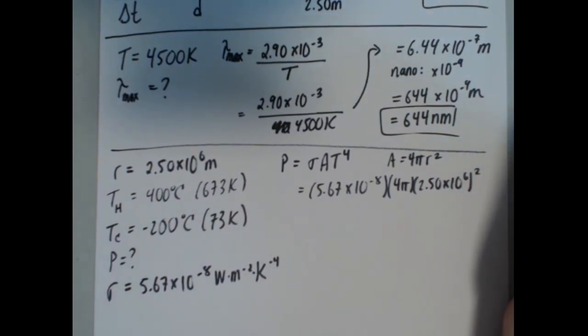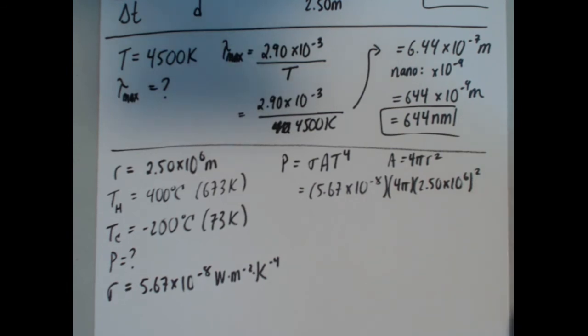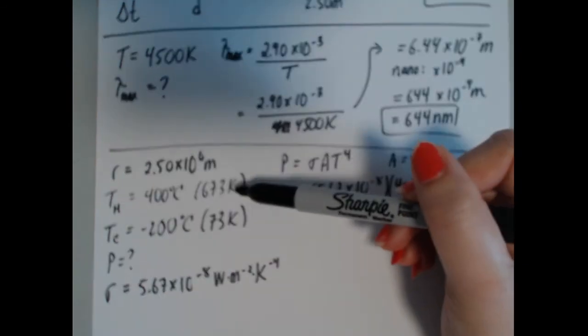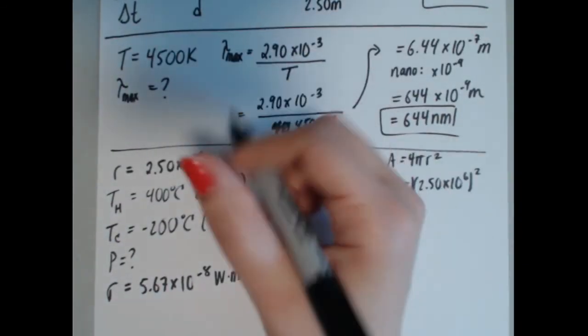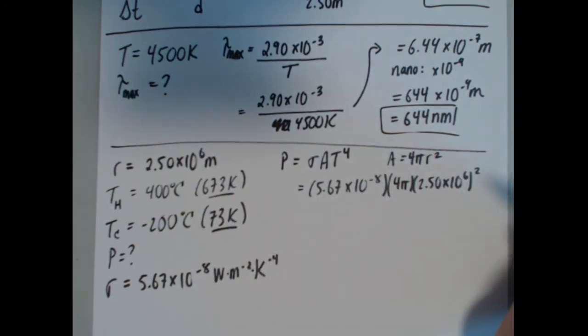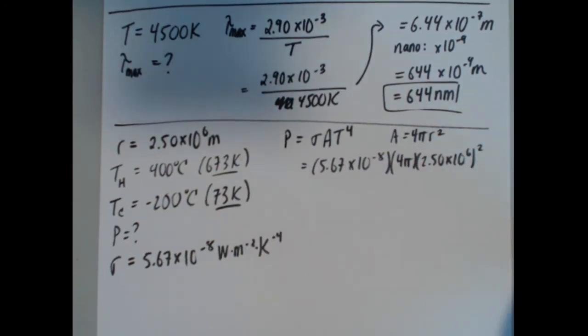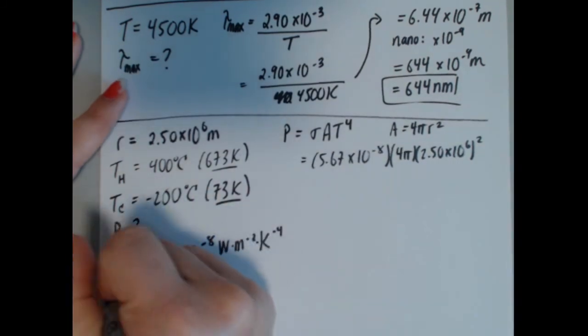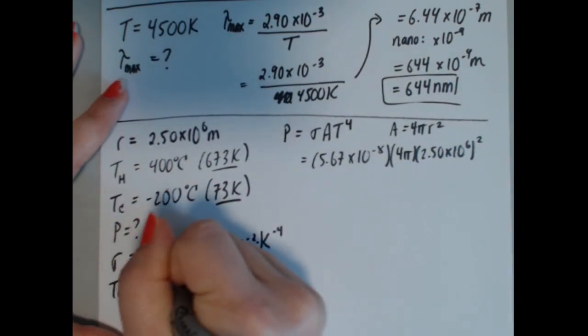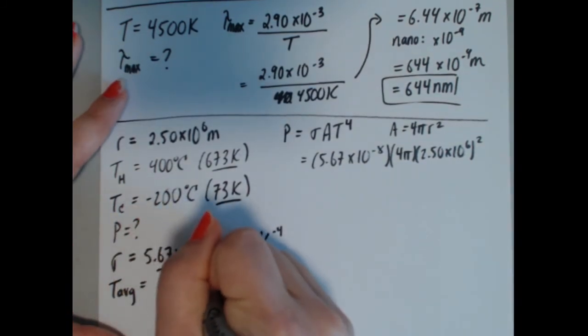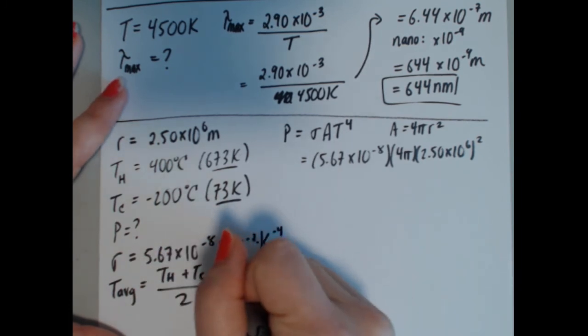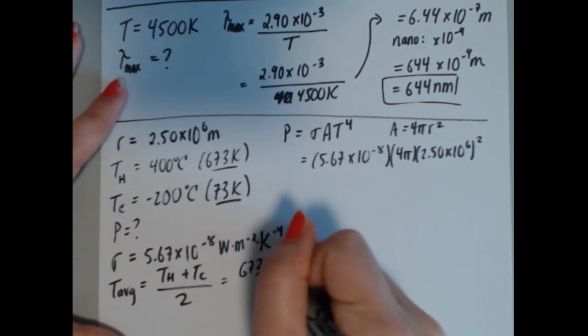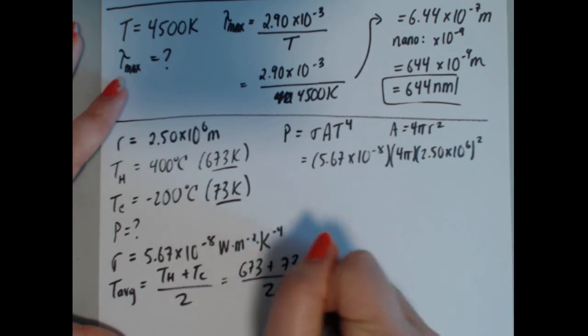Now, okay, so we have two temperatures. We have 400 and we have minus 200. So which one are we going to use? Well, we're going to take an average. My suggestion, don't go with the Celsius. Please only use the Kelvin temperatures here. It only makes sense to use an average because we're given the extremes. So T average is equal to TH plus TC divided by 2. So that's 673 plus 73 divided by 2.